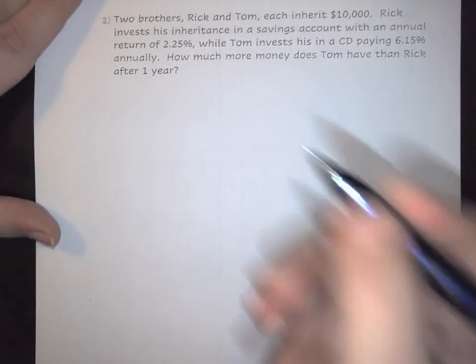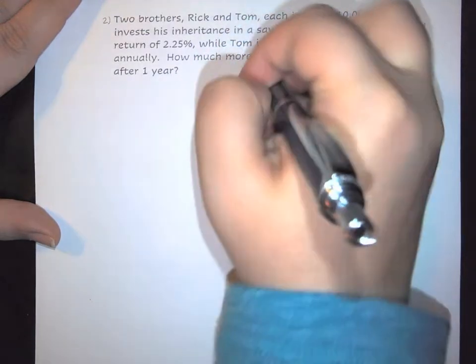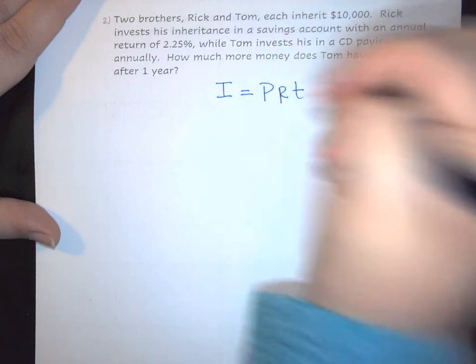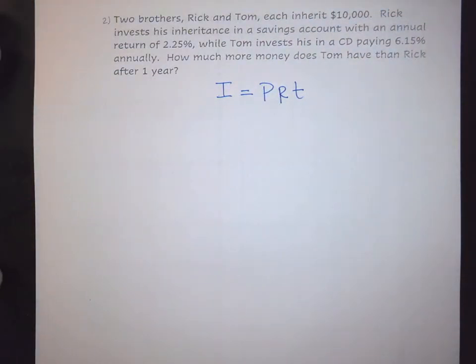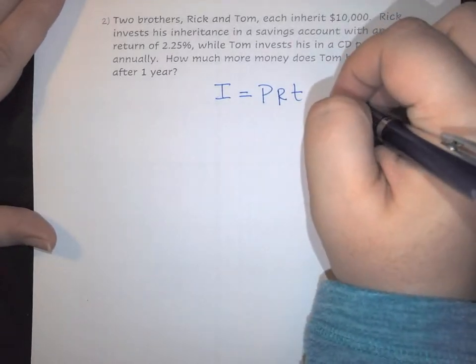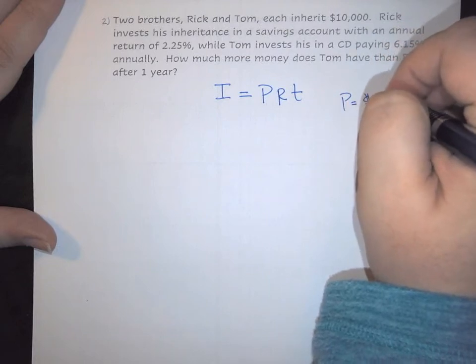So here we are looking at the formula I equals PRT, where P is your principal, R is your rate, and T is your time. Okay, so the way I like to remember it is P is going to be the money you put in.